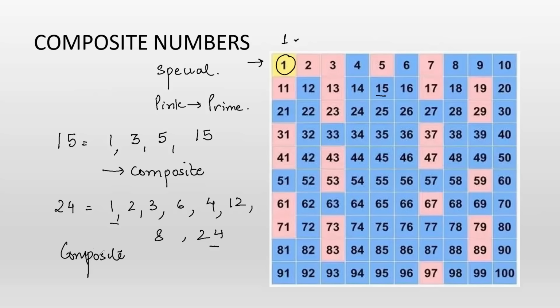I hope with these two examples, the concept of composite numbers and the difference with prime numbers is clear.